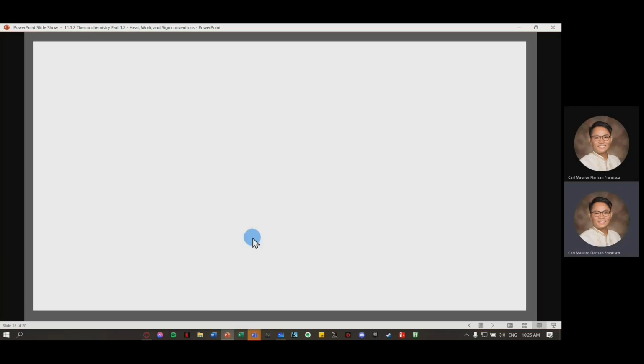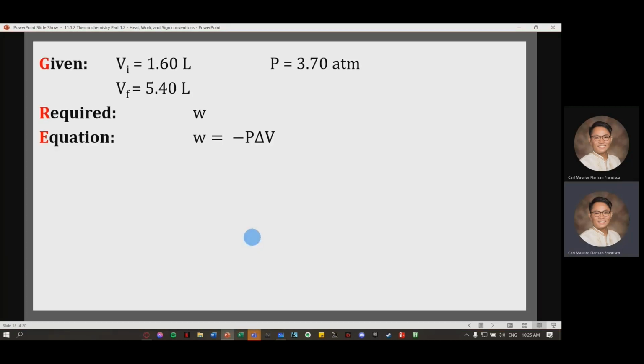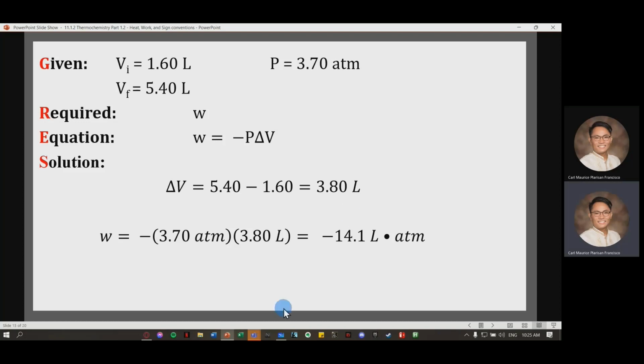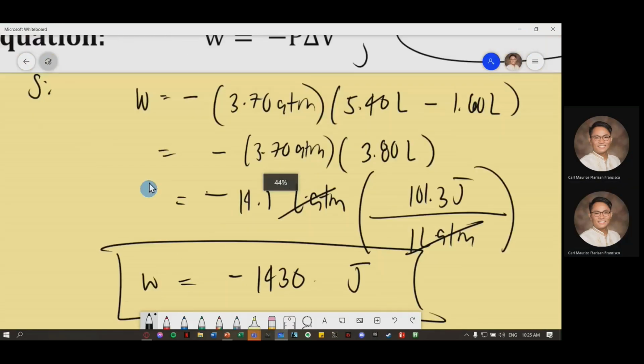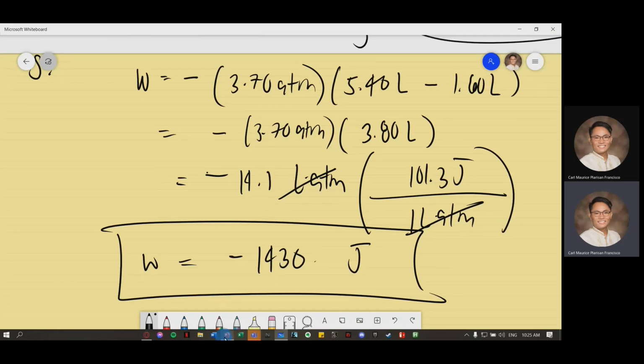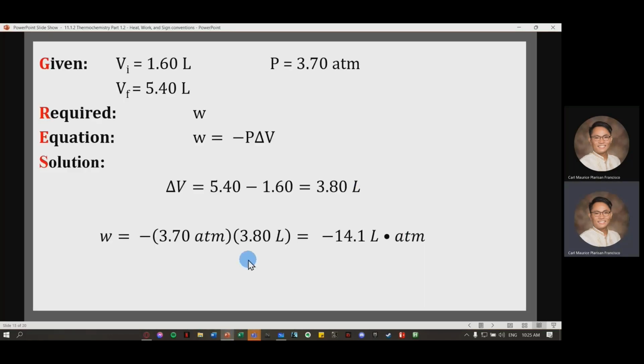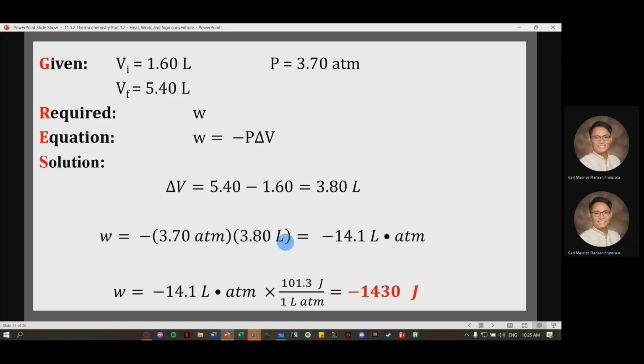From the PowerPoint presentation, I have the same given required equation. The solution is also the same. We have here 3.80 volume. And then we have 14.1 liter atmosphere initially, just like what I've done. 14.1 liter atmosphere din ang kanyang sagot. And then further on, since we need work in joules, we need to convert it. Hence, we have negative 1,430 joules per conversion factor. Okay.